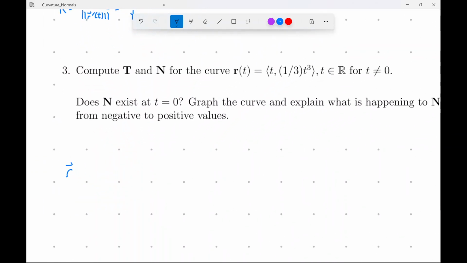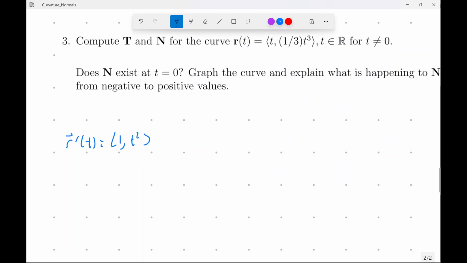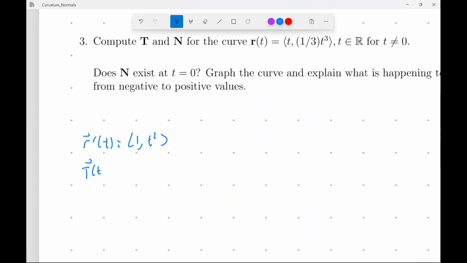So let's see. R prime of t, that's always our first step, is equal to: derivative of t is 1, derivative of this guy is t squared. Okay. And t is not 0. So that was easy. Let's find T of t. Okay, so that'll be the length of r prime of t. Oh wait, sorry, that was the length of r prime of t. That's our second step. My bad. I read the wrong symbol. This is the square root of 1 squared is 1, t squared is t to the 4th.